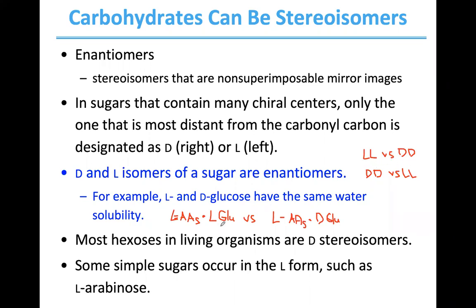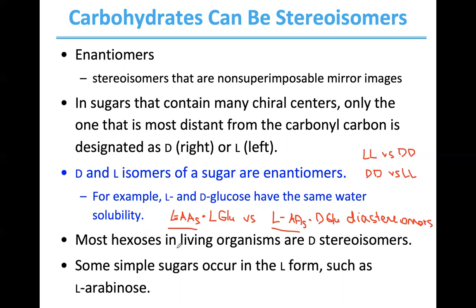But because our amino acids are only L amino acids, we don't have any D amino acids, then when you put L glucose in the body, let's say a mixture of L glucose and D glucose, then L amino acids will recognize L glucose and D glucose differently because these will be diastereomers. Diastereomers. Okay. And so they'll have different taste.